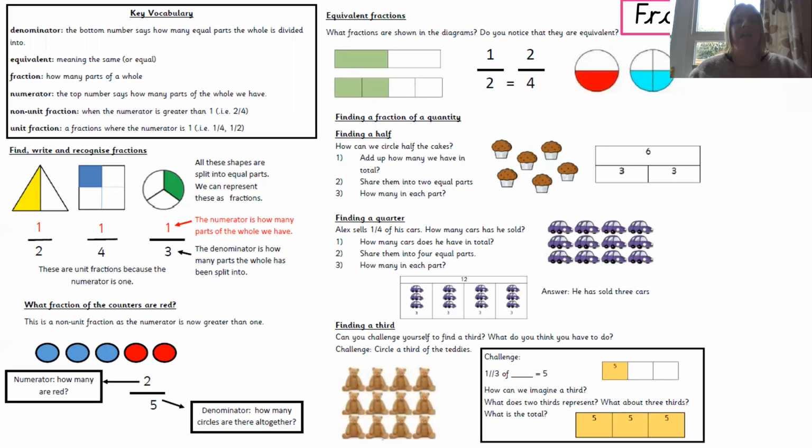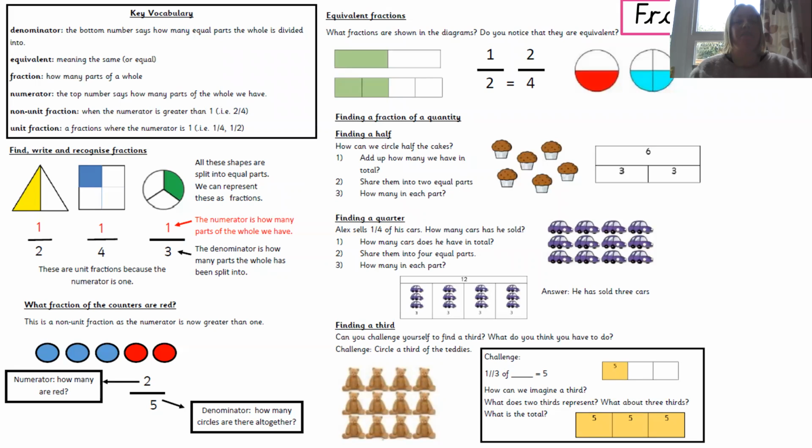Let's think about our key vocabulary. The denominator is the bottom number and says how many equal parts the whole is divided into. Equivalent is meaning the same or equal. Fraction, how many parts of a whole. Numerator, the top number says how many parts of the whole we have.